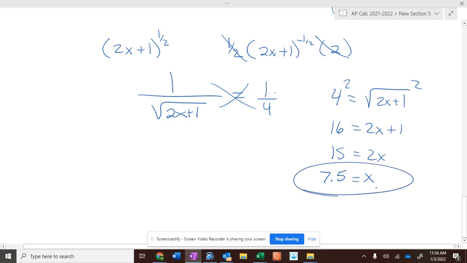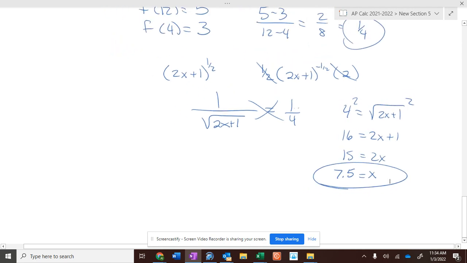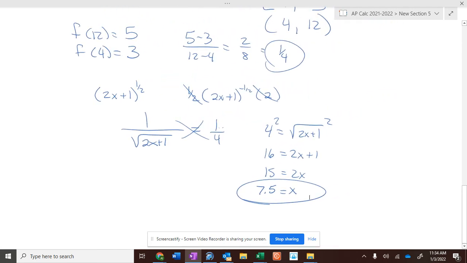So at 7.5, the average rate of change would equal the instantaneous rate of change, which would prove the mean value theorem for this function. Okay? So that's what the mean value theorem is all about. Your answer is 7.5. Because at 7.5, the instantaneous rate of change is 1/4, and the average rate of change is 1/4.